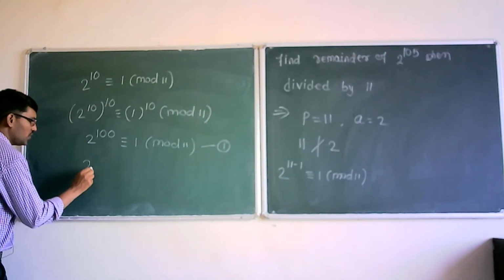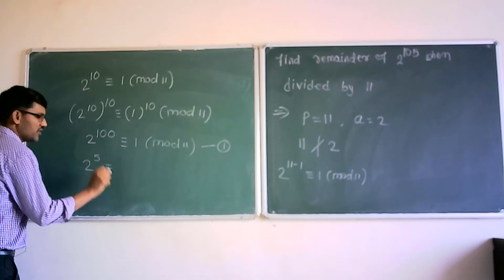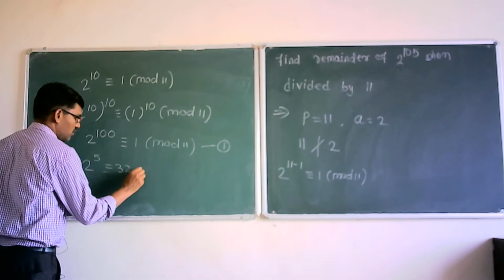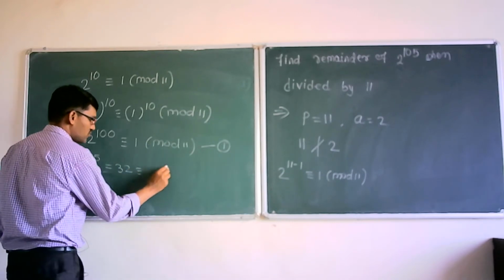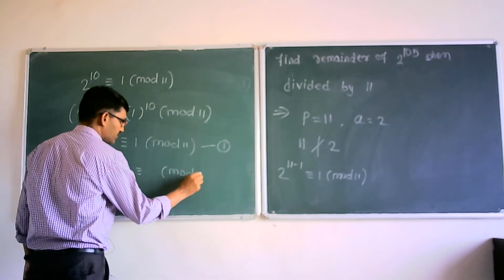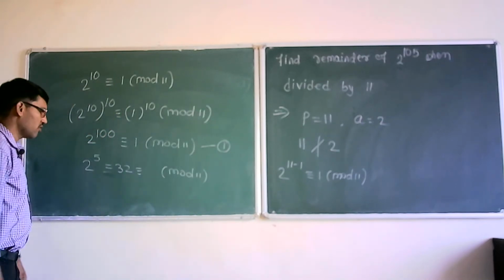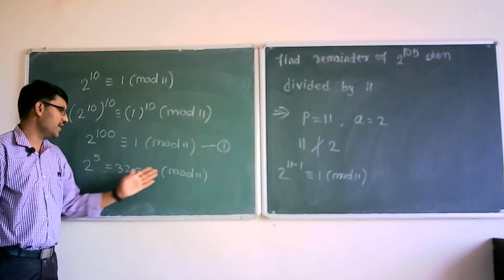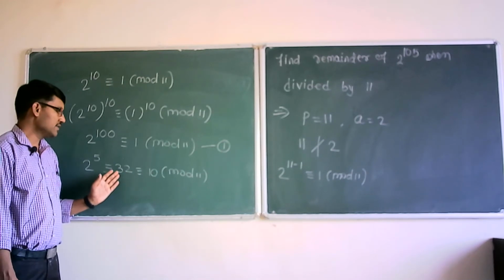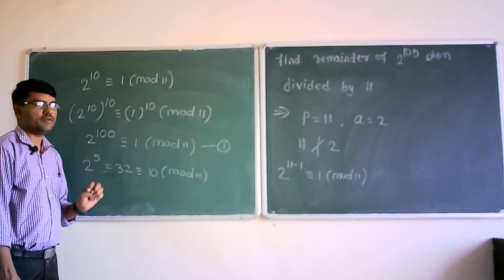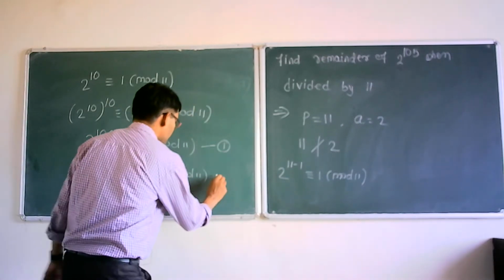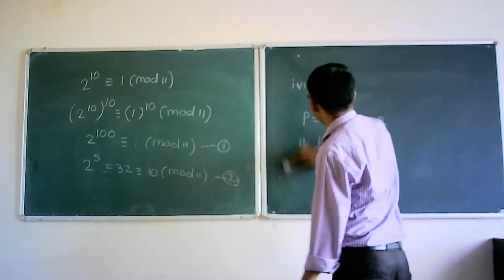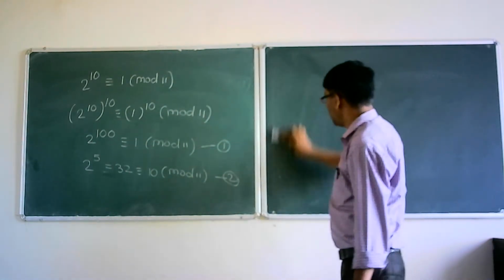Now what is 2 raised to 5? 2 raised to 5 is equal to 32, which is congruent to what mod 11? It is congruent to 10 mod 11. If we divide 32 by 11, the remainder is 10, so 32 is congruent to 10 modulo 11. So say this is equation number 2. So hope you understand why I am taking this.